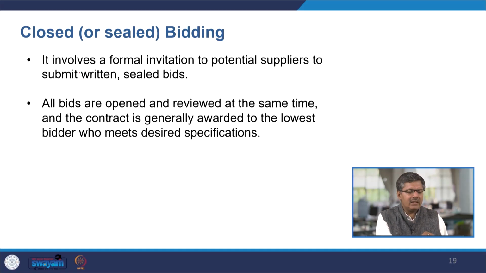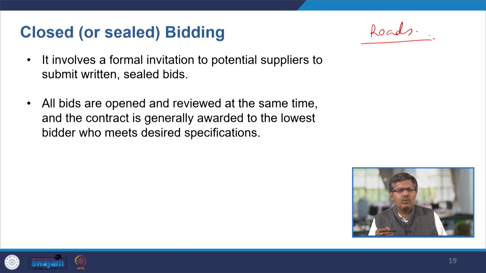Now, basically there are two types of bidding, one is closed bidding and the other is open bidding. Closed bidding, as it is written here, involves a formal invitation. Let us say the roads department wants to give a contract for a 20-kilometer stretch. To make it fair, it asks people to participate. The contractors come into the bidding process, and they give a price at which they would be able to do this project.